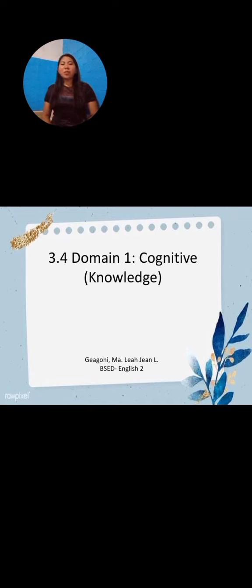Our topic for today is 3.4 Domain 1 Cognitive Knowledge. First, let us discuss what cognitive knowledge is. Cognitive knowledge refers to a person's stored information about human thinking, especially about the features of his own thinking. Here are some categories and levels of this domain.